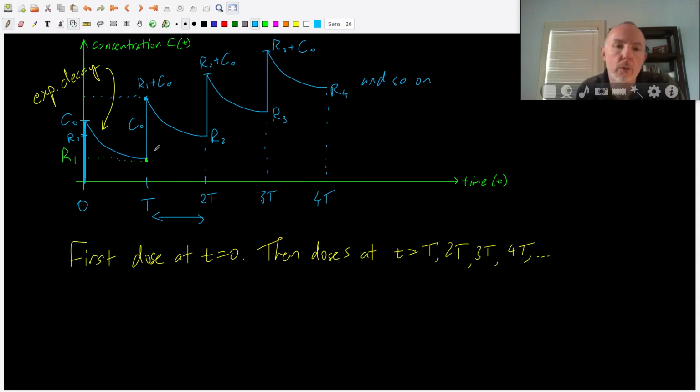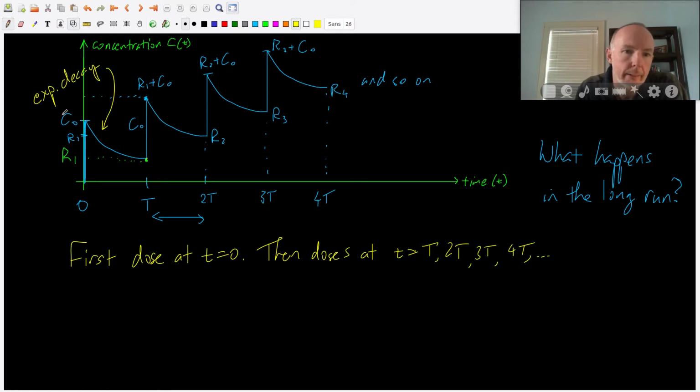And so what we want to do is work out what happens in the long term. Well, let's start giving these things names. If this was C0, that was our initial dose and also the jump from dose to dose. I'm going to call this maximum there C1, and this one C2, and the next one C3, and then I'm going to work out what they are. Obviously, C1 is going to be R1 plus C0.